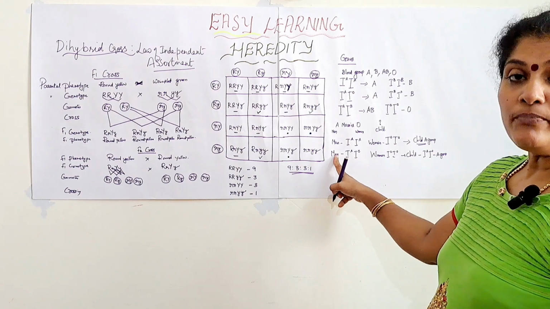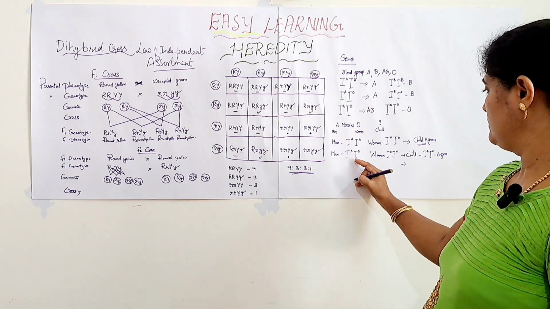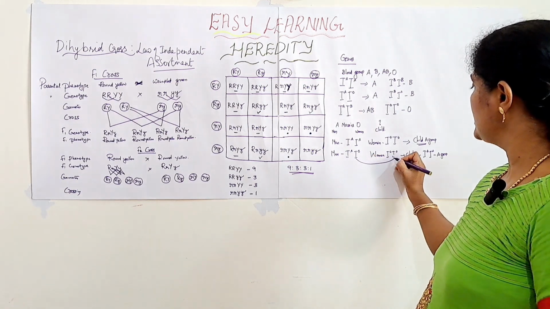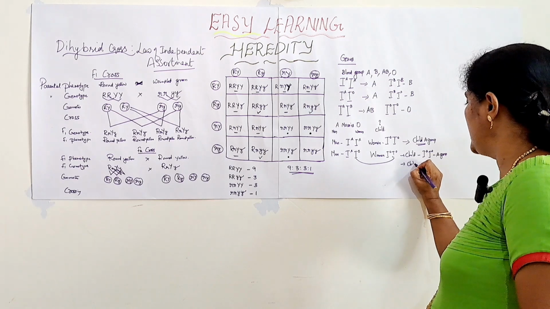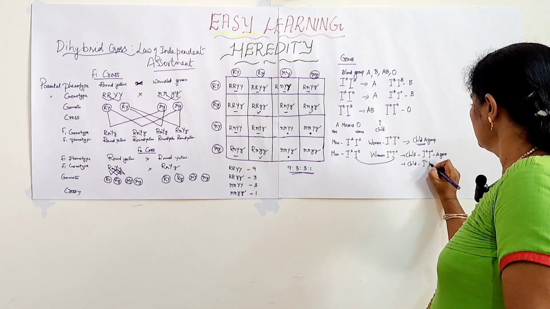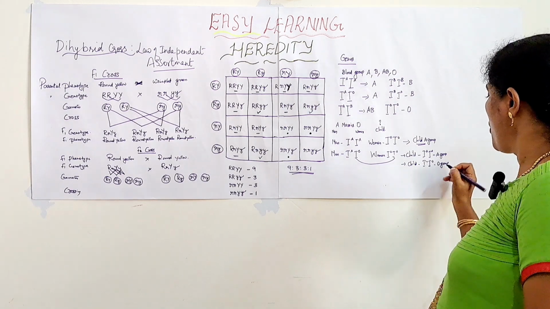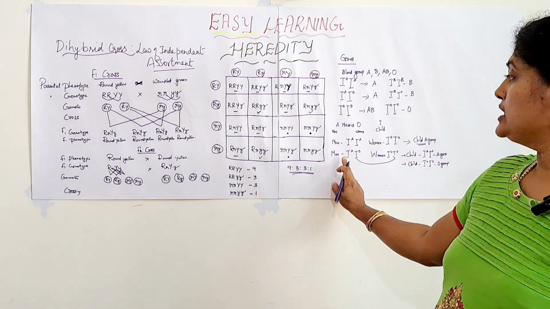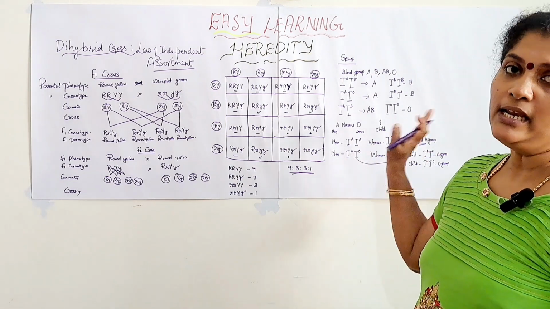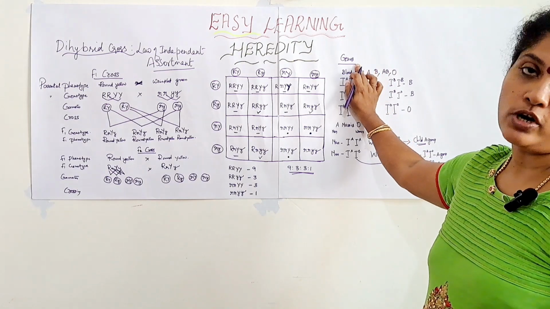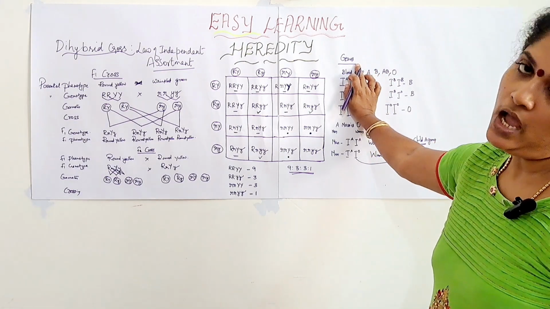But from the man, if IO is being transmitted, and from the woman also IO is being transmitted, then there is a chance of having O group for the child. So based on the genotype only, the blood group has been determined. So genes are responsible for each and every character of transmission from the parents to the offspring.